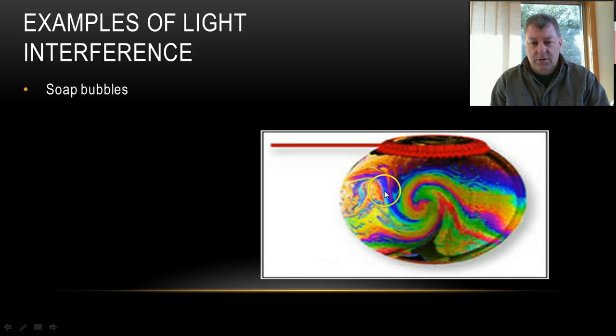So some examples: soap bubbles. You get all this iridescent colour on a soap bubble, and that's because it's acting like a thin film, and it's causing the light that enters at different points to interfere.